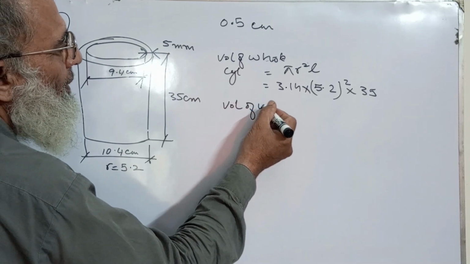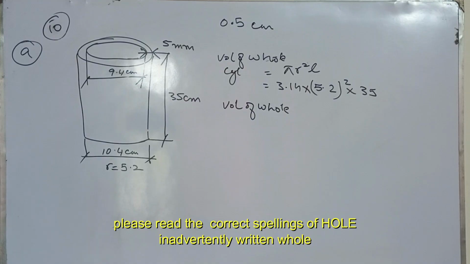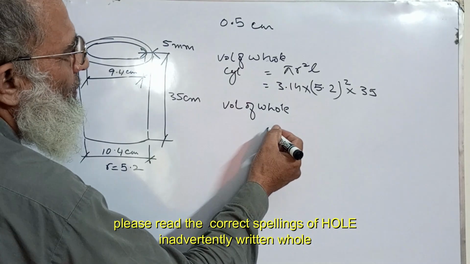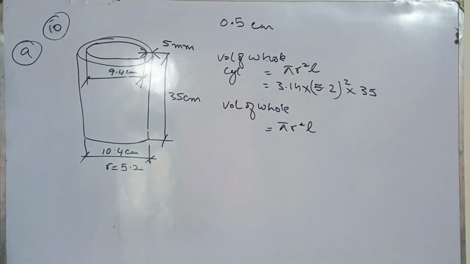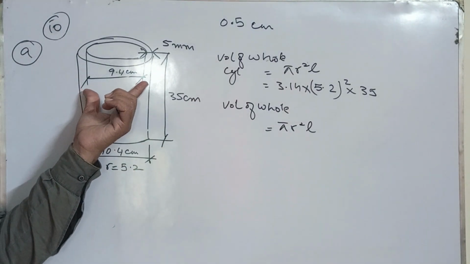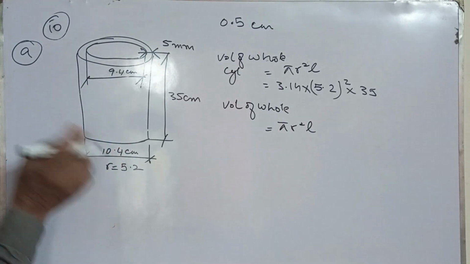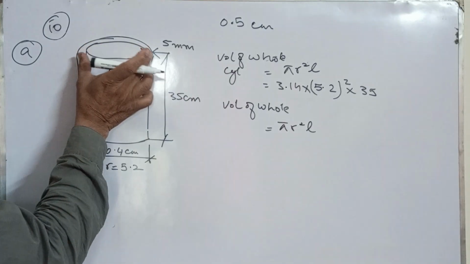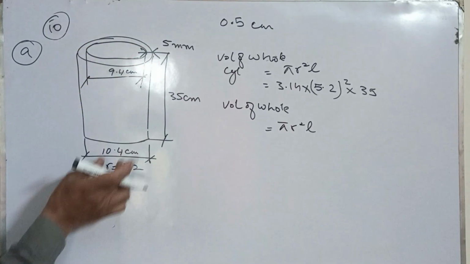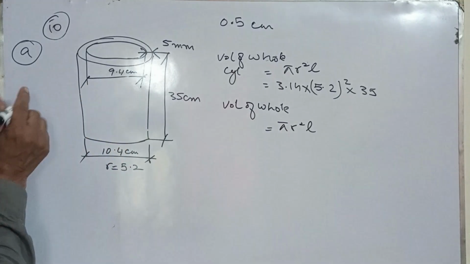Now the volume of the hole, because it is a through hole and is like a cylinder, will be the same, pi r square multiplied by the height. So now you see the diameter has decreased. Now it is 9.4 instead of 10.4, because 0.5 thickness is here. We have decreased this diameter by 1, from 10.4 to 9.4.